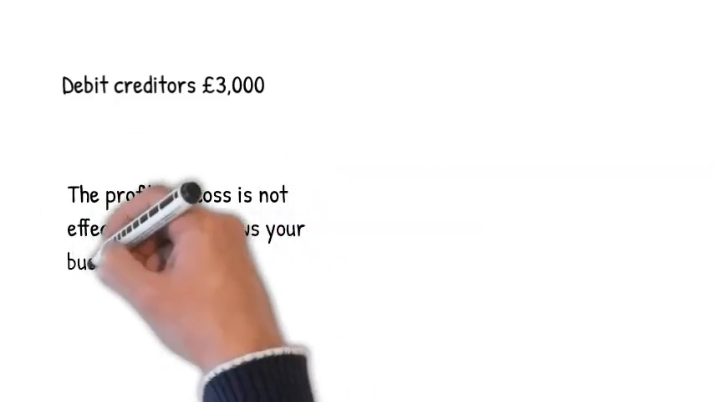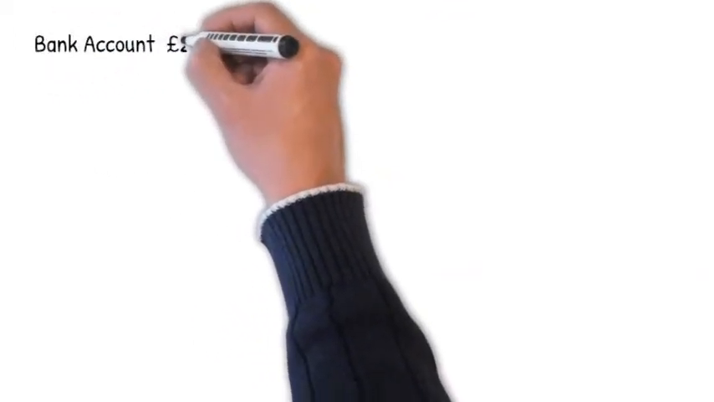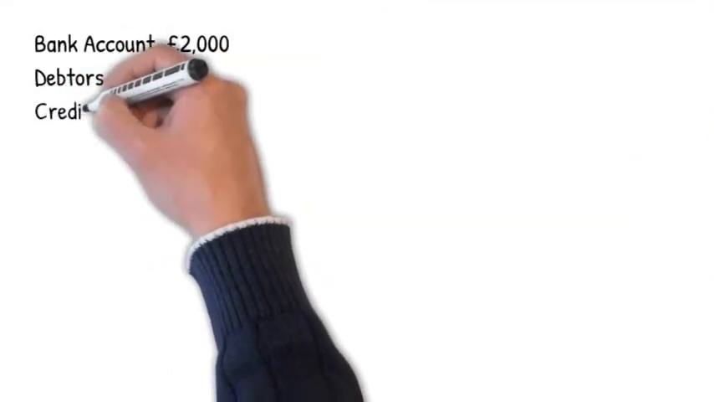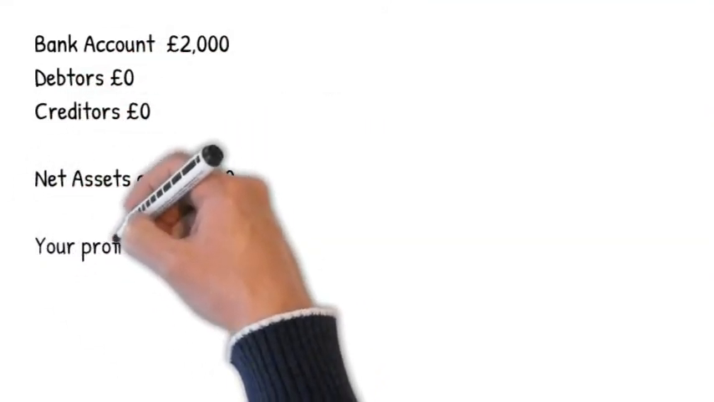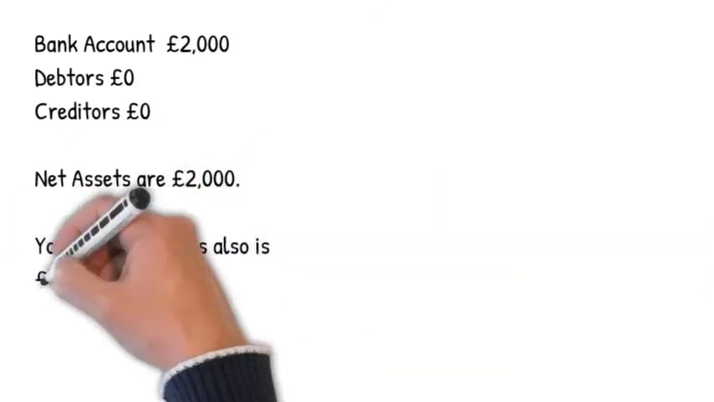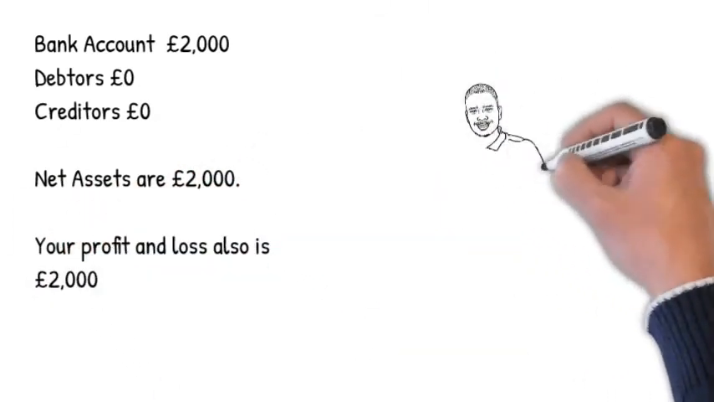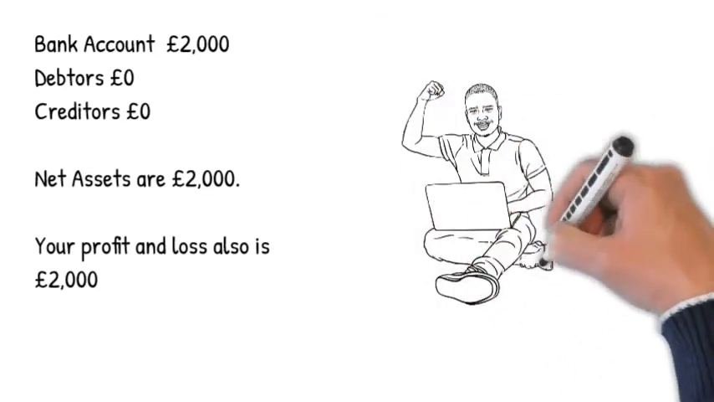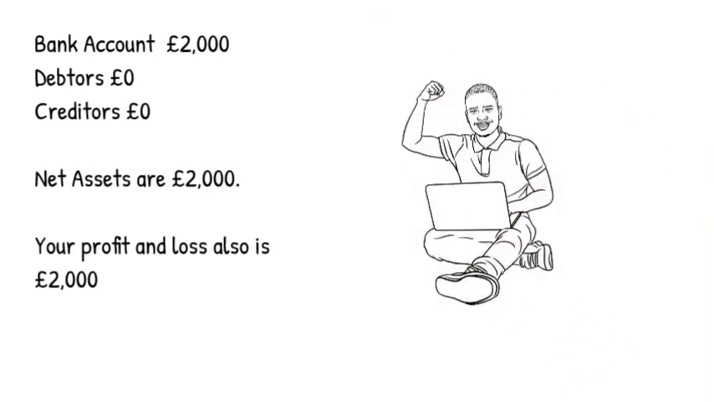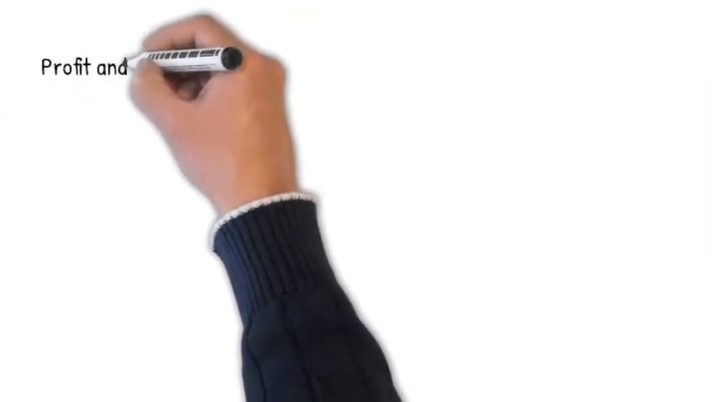The profit and loss is not affected. It still shows your business performance as £2,000 profit. All you're doing is debiting creditors. So your bank account now will show 2,000, debtors 0, creditors 0, your net assets are £2,000. Your profit and loss is £2,000. Your accountant's happy and he can sleep easy now because his balance sheet and profit and loss all balance.